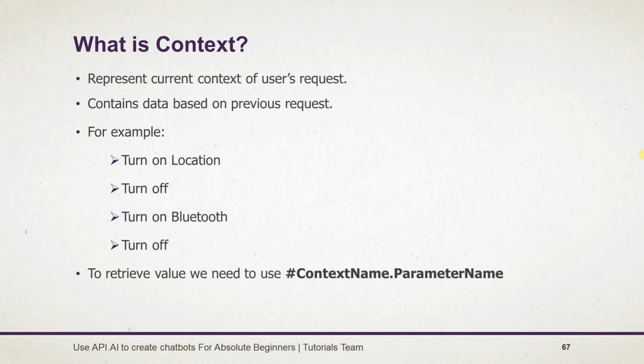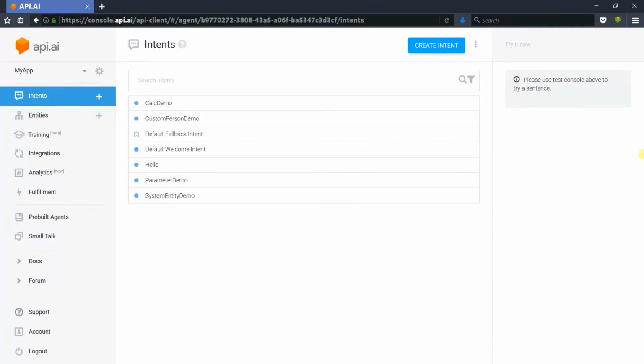Context can be added into the output or the input of the intent. To understand this, I am going to create two new intents. In the first intent, I will say "my name is", and in the second intent, I will retrieve the name from the context.